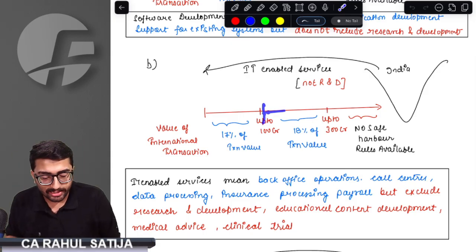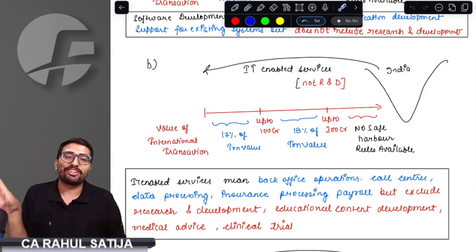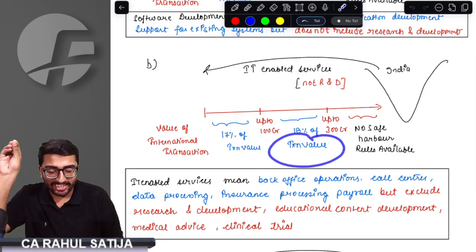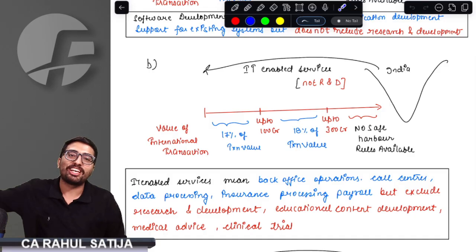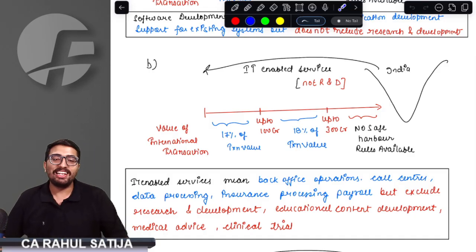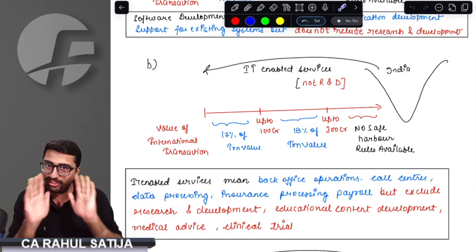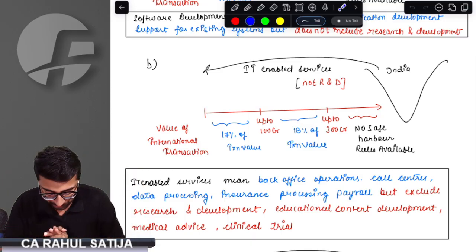Similarly, if your transaction exceeds 100 crore but is up to 300 crore, then declare 18% of the transaction value. And if the transaction value exceeds 300 crore, no safe harbor rules are given. Sir, we got your point. We got the depth also.